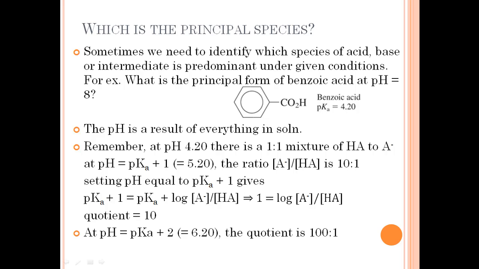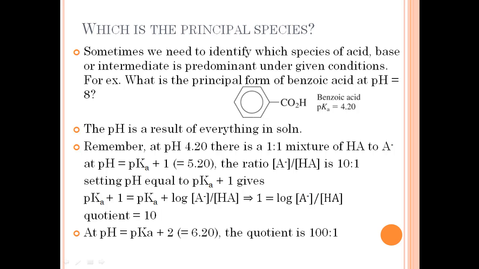So if the pKa is 4.20, then at pH 4.20, there must be a 1-to-1 mixture of the weak base and weak acid conjugate. What would be the ratio at pKa plus 1? So if the pH is 4.20, what about if I did pKa plus 1? So that means that the ratio of A minus to HA would now be 10-to-1.